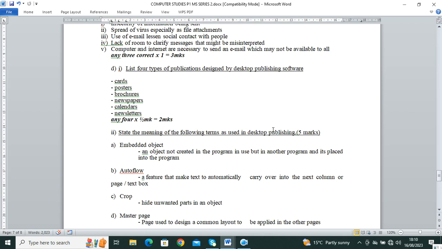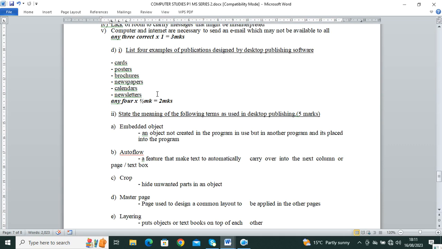Then list four types of publication. This one should be examples, not real types, but it's okay. It should be list four examples of publication designs by DTP, because we have only two types of DTP, so we can just change that one to examples. Types of DTP are two. We have layout-based and graphical-based, just like we looked at in our paper. So here we have cards, posters, brochure. We have newspapers, calendar. You can also add textbook, graduation cards, wedding cards, and so on.